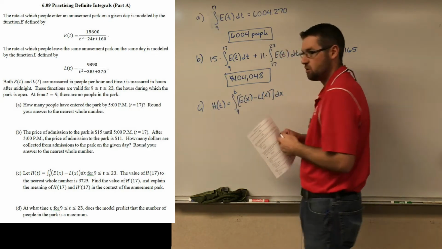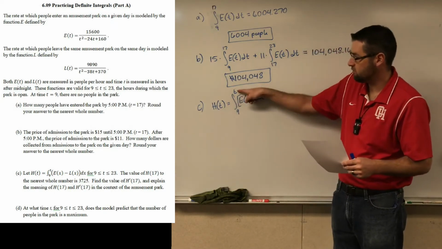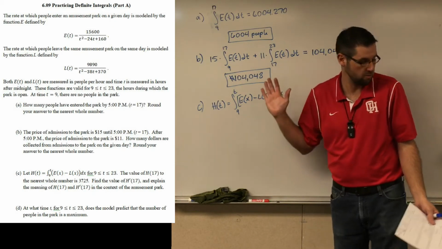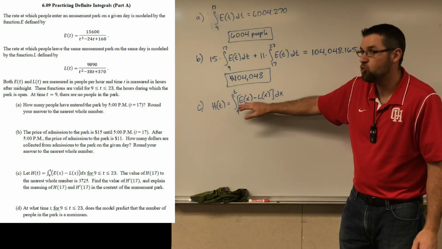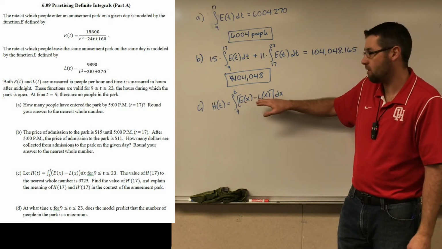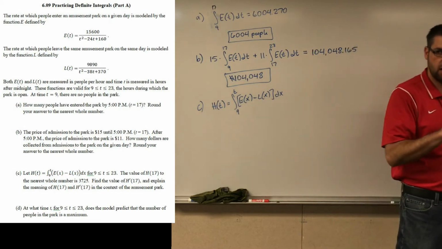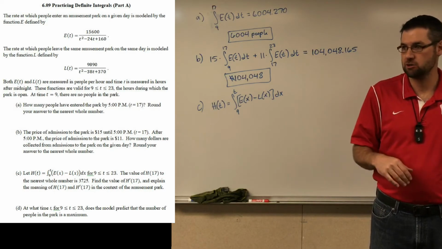What's the variable in this equation? No. T is the variable. There's your variable. These are just placeholders because you don't want to use t again. That's all it means. What does E represent? The rate of entry. L represents the rate of leaving. So what is E minus L? The rate at which the amount of people changes, right?